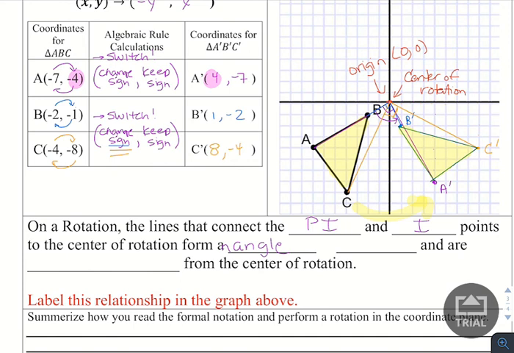Okay, from the center of rotation, meaning that since they're on the same circle, the orange lines are the same distance, the purple ones are, and so are the blue ones. Okay, so they form an angle and are the same length. Okay? So again, take a second to summarize this.